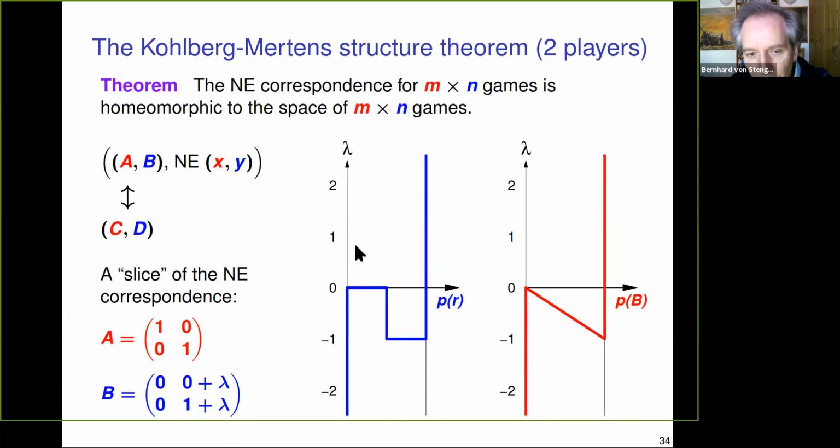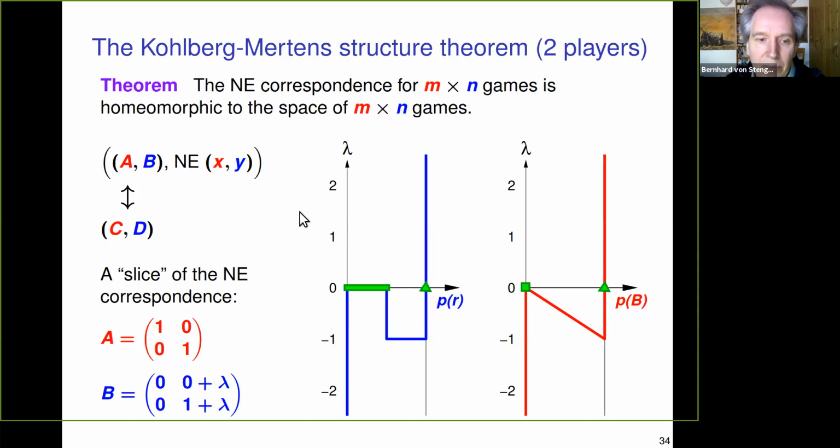And this homeomorphism was introduced by Kohlberg and Mertens in order to study stability. For instance, in this game, if lambda is 0, this is a non-stable component here, because if you wiggle lambda a little bit up here, it disappears. But here's a stable equilibrium. And that's exactly what they proved with the help of this correspondence, strategic stability. That's what they were doing.